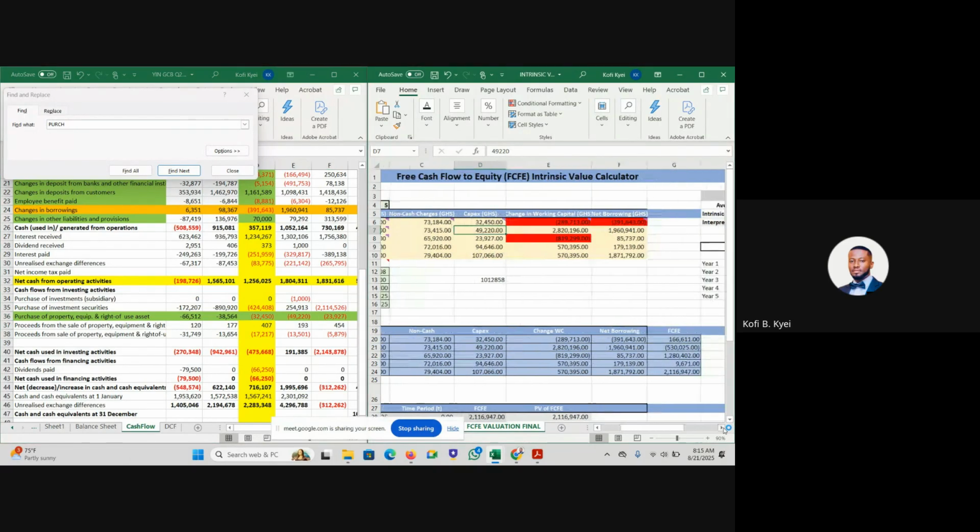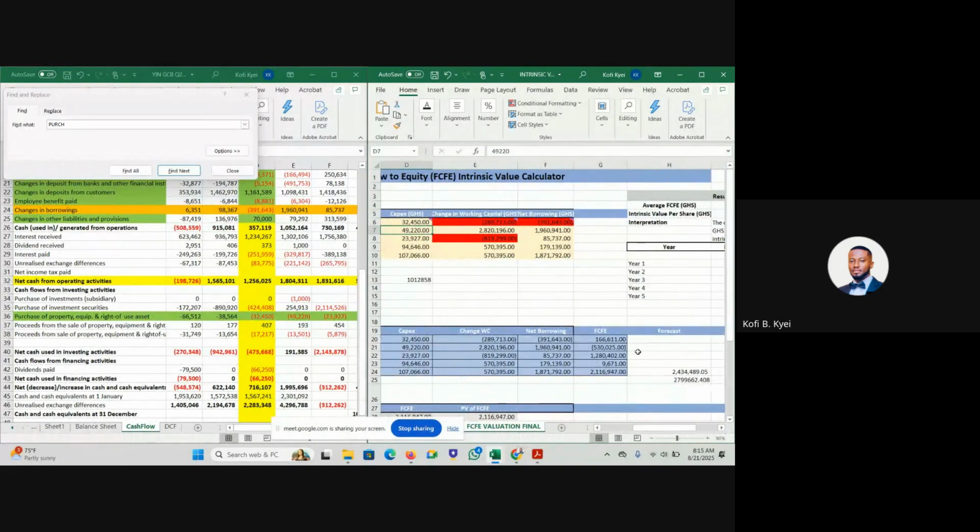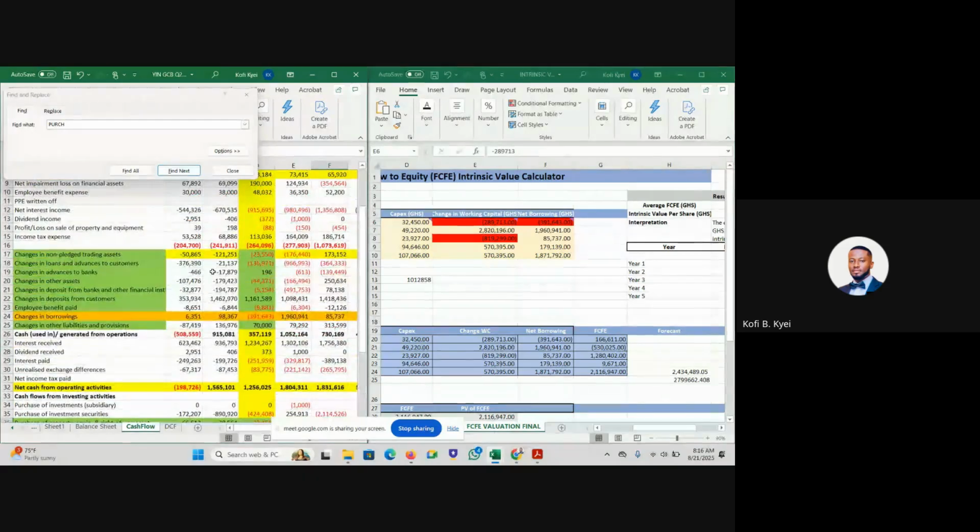Now, this is where we start getting issues. From this side, I can assure you that all of you have started getting issues. So from this point, you see the change in working capital. Typically, the calculation is that it's the current assets minus the current liabilities. Current assets minus the current liabilities. Okay. However, with the change in working capital, you can also get it from the cash flow statement, where you take into consideration all of this. So change in non-pledged trading assets, change in loans and advances to customers, all the ones I've painted green here.